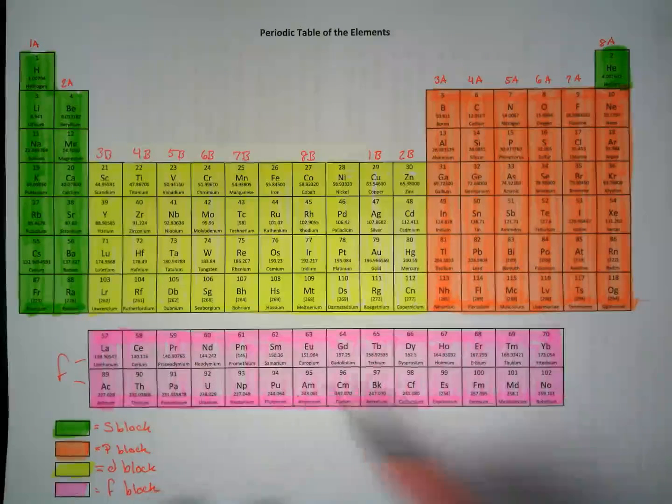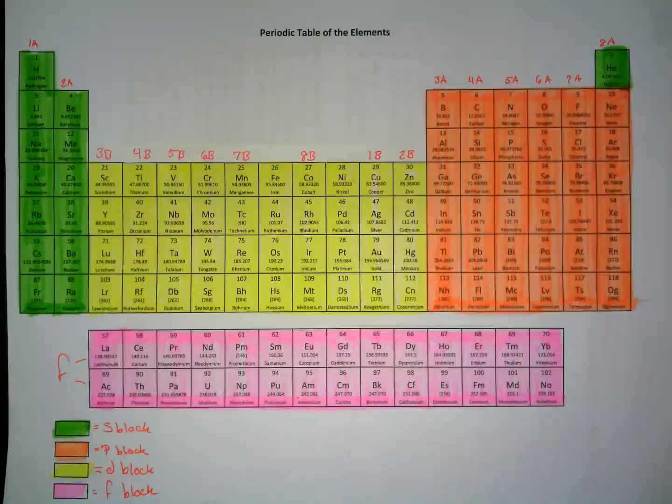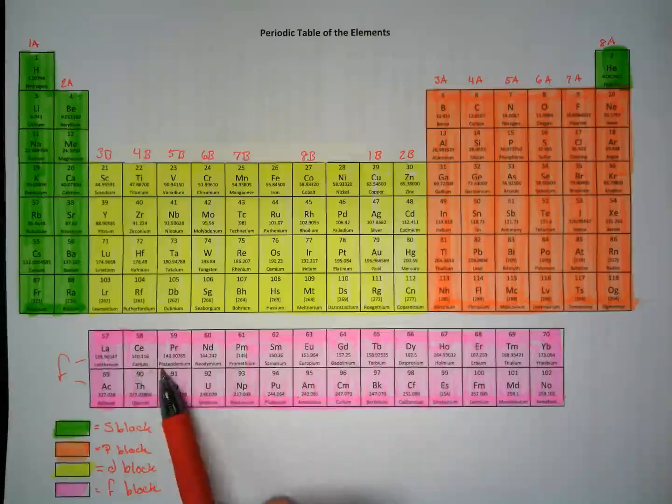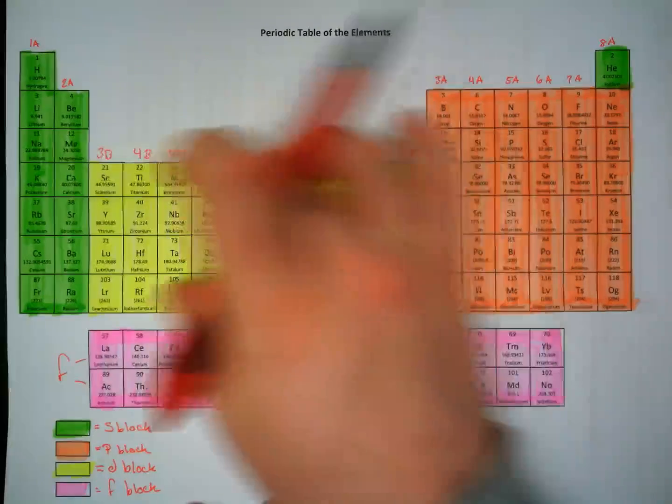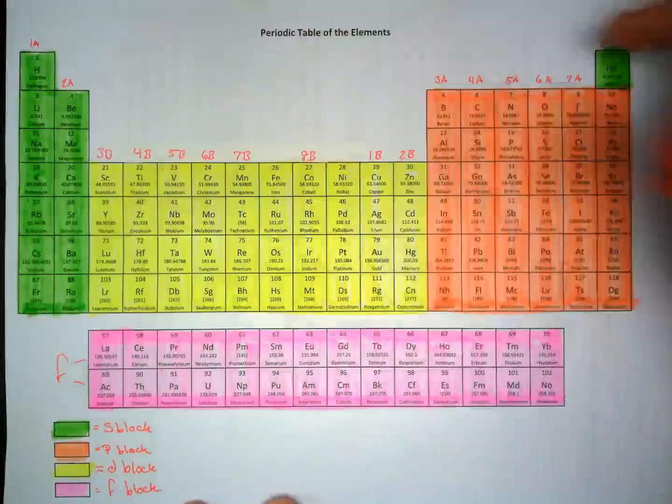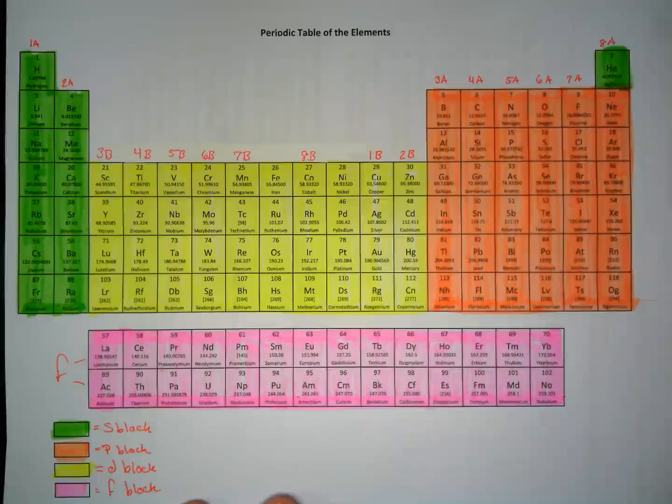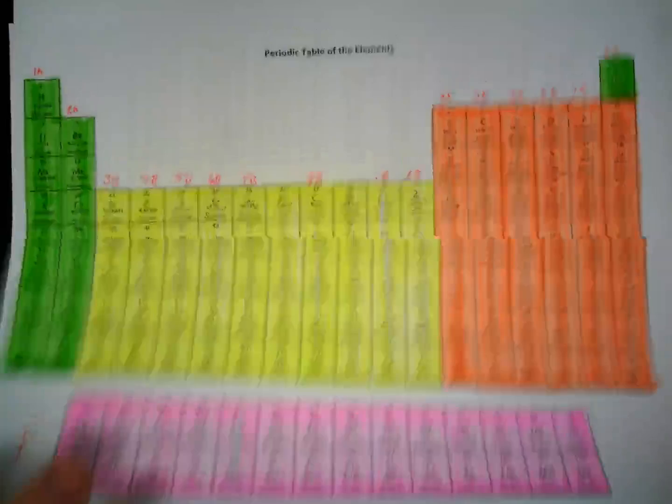But we put it down here just so you can fit it on a piece of paper for the most part. But this is our F block. This right here is our D block, P block, S block. Again, this doesn't have to make a whole lot of sense right now. We'll get to what this all means later on, in more detail and more specifics.